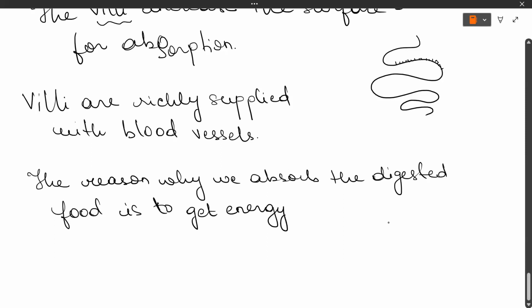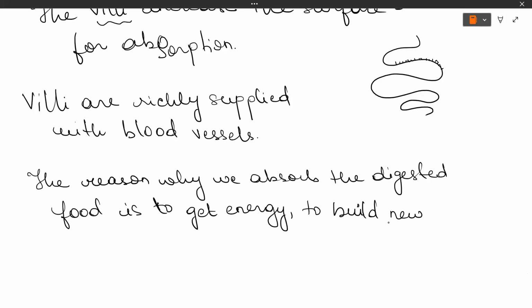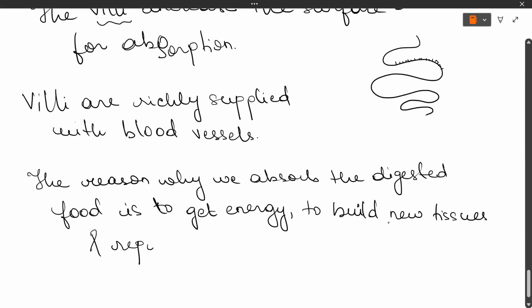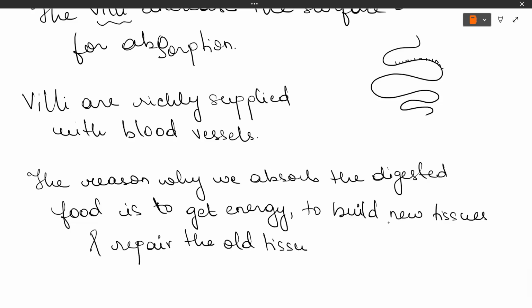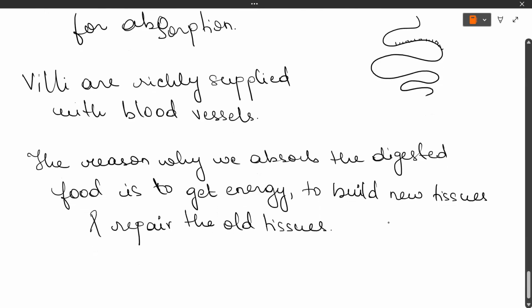So you get the energy, then you need that digested nutrient or the food to build up new tissues, isn't it? Yes, ma'am. This is utilized to build new tissues as our body needs it. Apart from this, we can also use that energy to repair the old tissues. So this is also another function of why we need to absorb the food. Is it clear? Yes, ma'am.